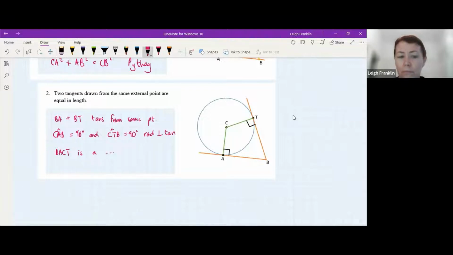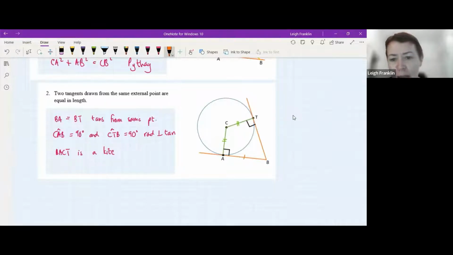It's a kite. It's a kite, absolutely. And the reason that we can say that it's a kite, Morongoa, why is it a kite? I'm not sure about the reason, but I see kite. There, you know, you're quite right. You're absolutely right. Okay, so agreed, CT equals CA, yes?